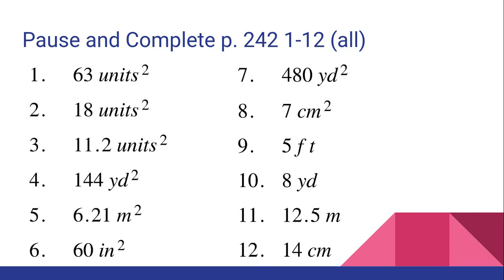Number 5 was a parallelogram. And you can be following along in your book as I'm explaining these. The base was 2.3. The height was 2.7. So 2.3 times 2.7 is 6.21 meters squared. Number 6, the base was 5. The height was 12. 5 times 12 is 60 inches squared.